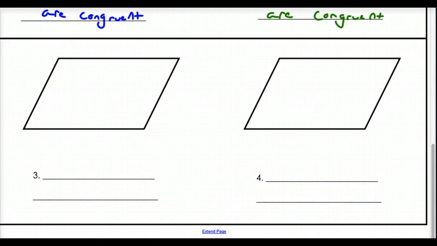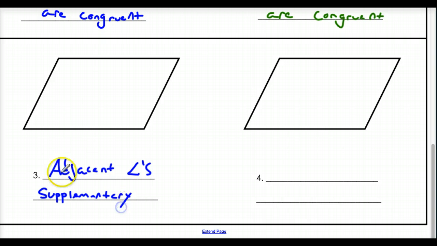Next one. Adjacent angles. No, I wasn't sounding out how to spell that. Okay, I was. Adjacent angles are supplementary. First, it's probably good to know what adjacent means, and that's next to. So angles that are next to each other are supplementary. For example, this angle and this angle are right next to each other. So they're going to be supplementary.